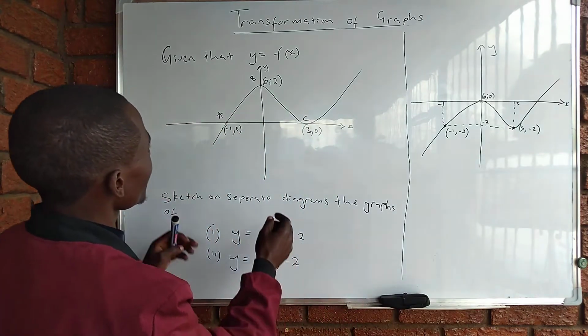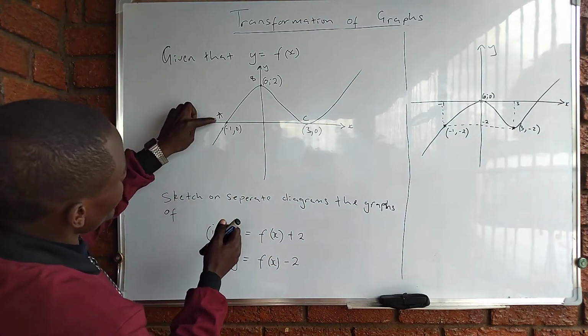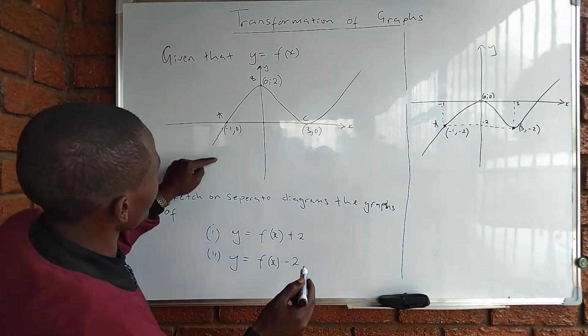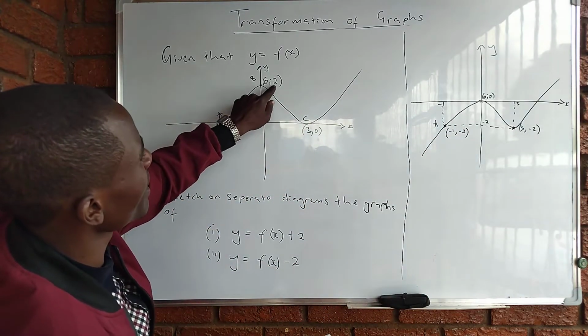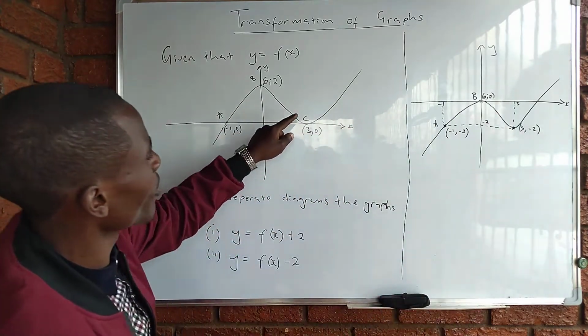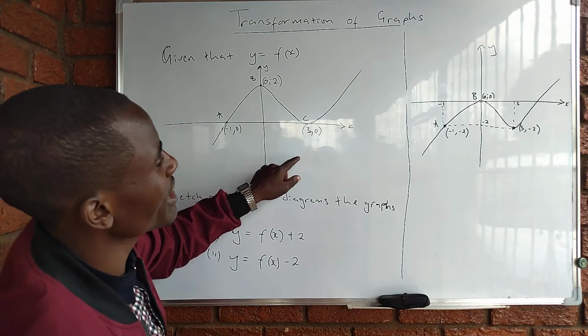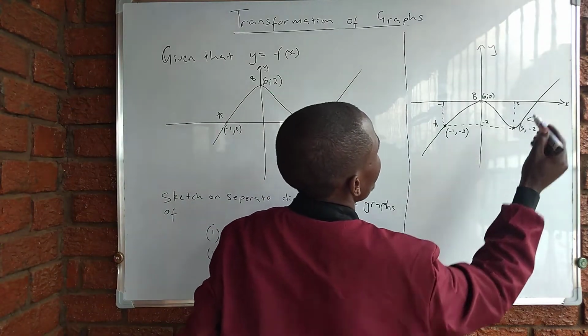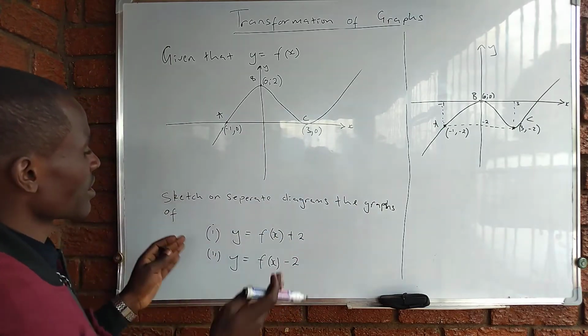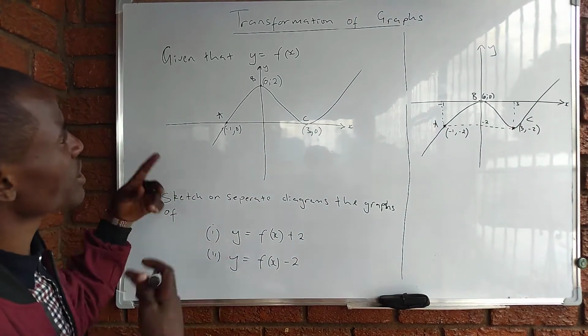So in our graph, point a moved 2 units downwards. Point b moved 2 units down to 0. Then c moved only 2 units down. So a, b, c: our graph has moved 2 units downwards. Those are the translations, and next the stretch.